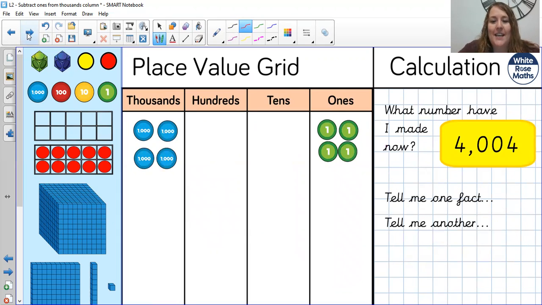What number have I made now? I've made the mistake and it's actually already on my yellow circle here, but I've made 4,004. 4 in the thousands, 4 in the ones, and nothing else.